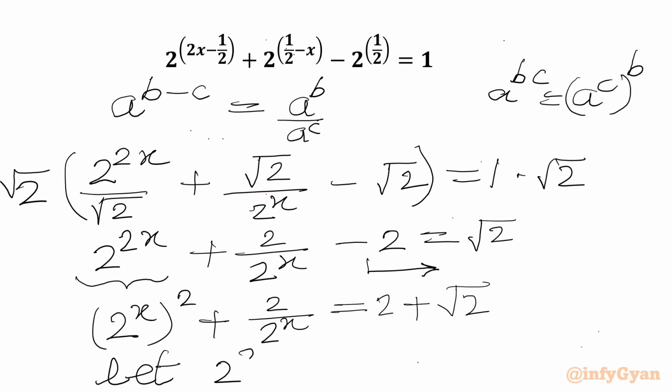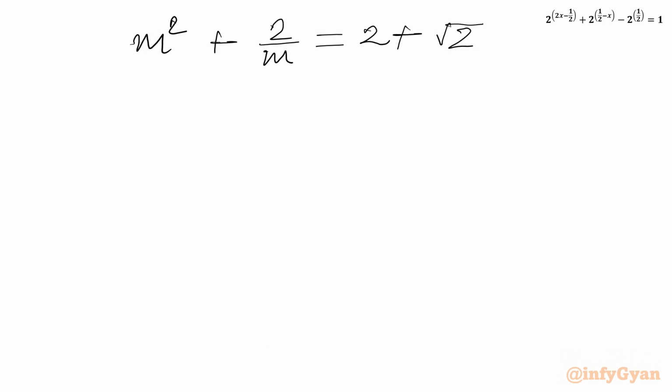Now let us assume 2 power x equal to m. For real x, m must be positive. So I can write our equation as m square plus 2 over m equal to 2 plus root 2. Let's multiply both sides with m as m is non-zero.